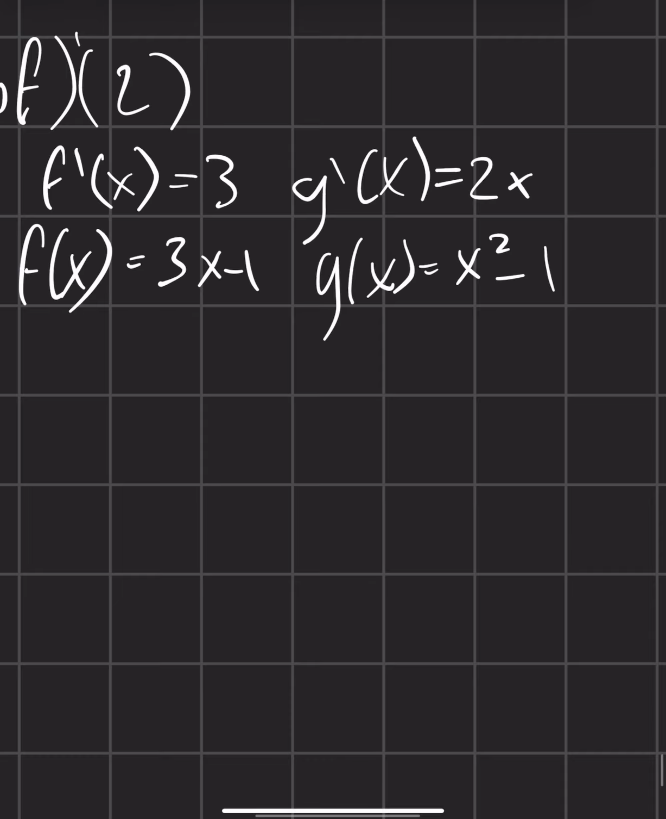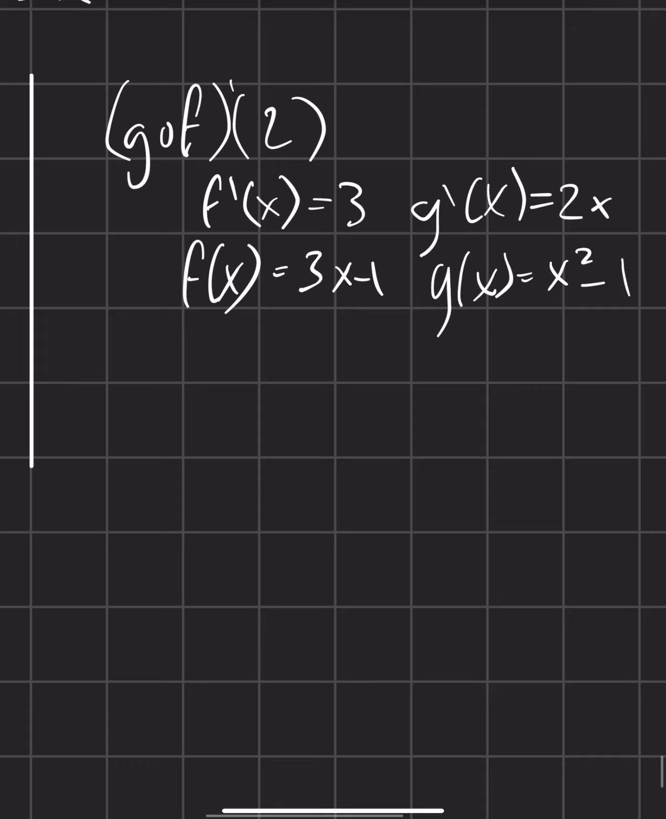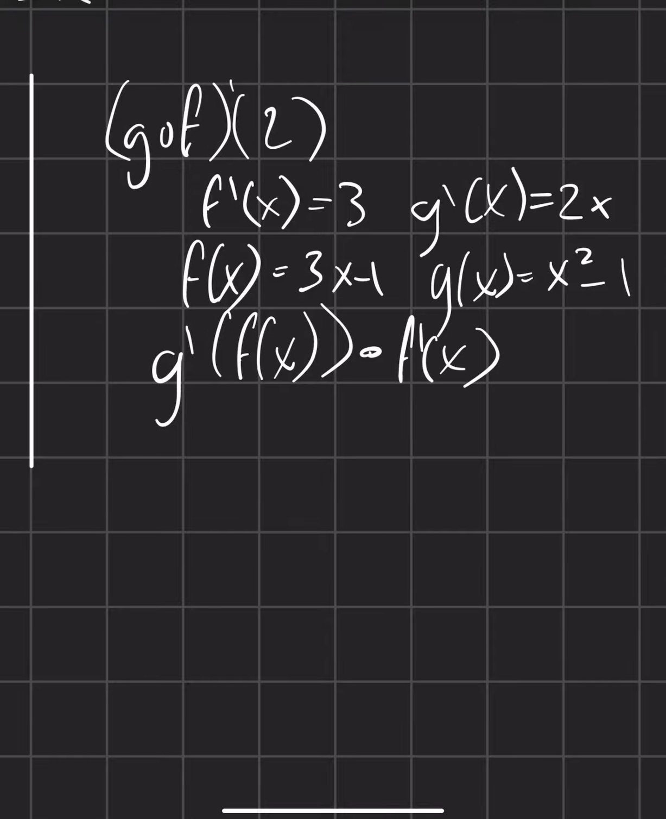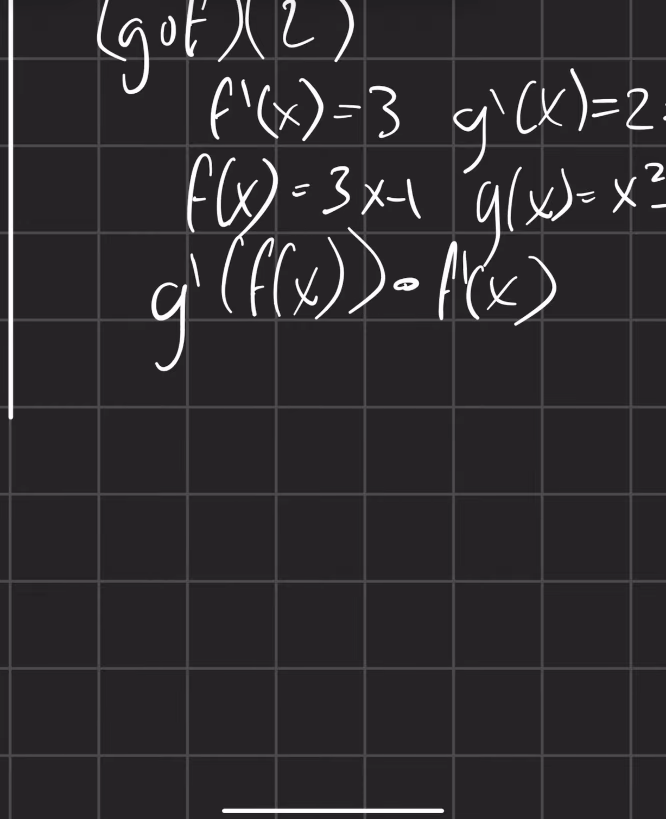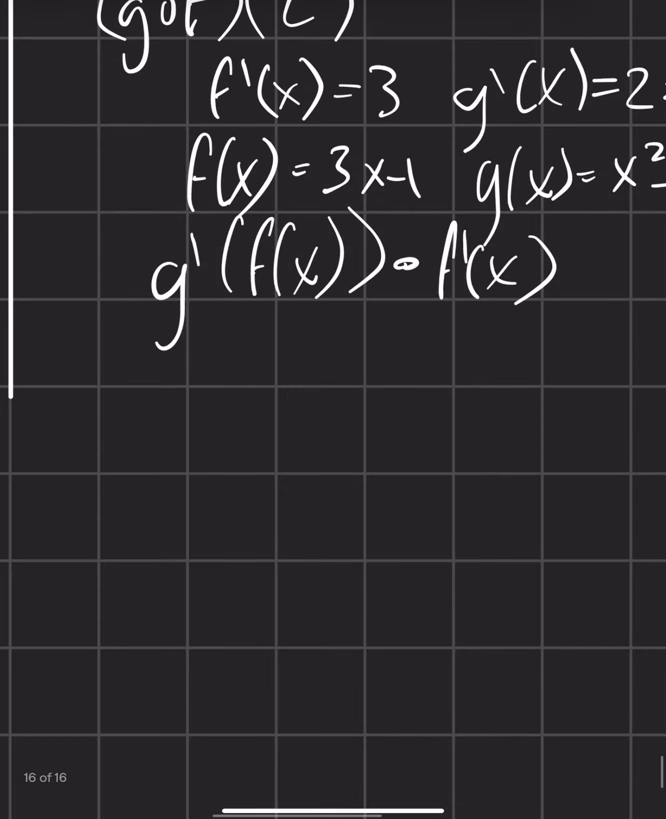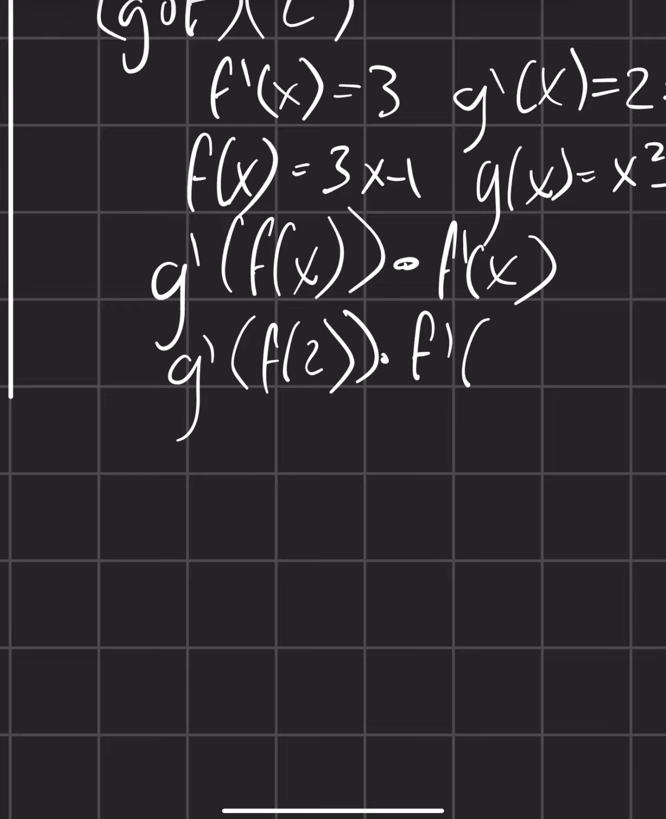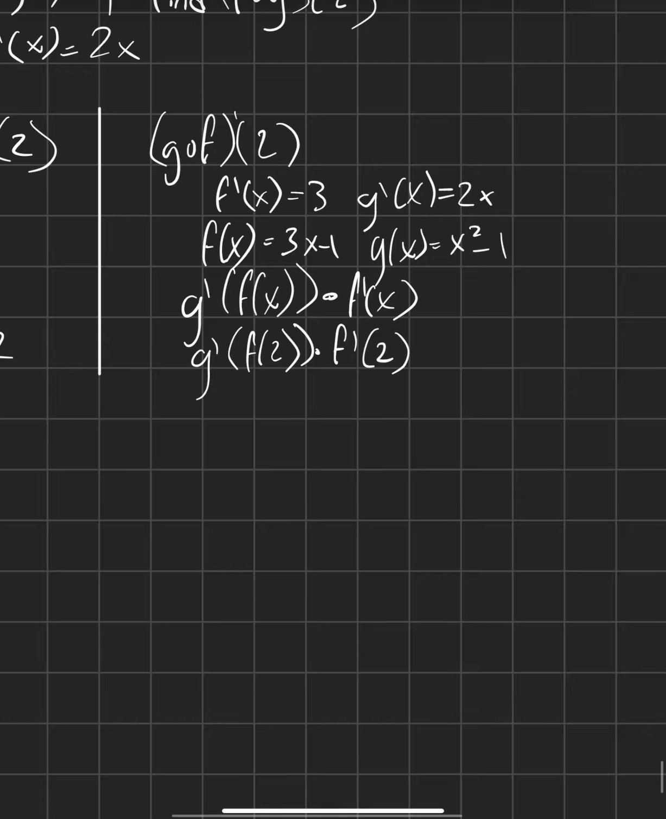So, same thing that we did before, except now what we're doing is this. First things first, we need to find f of 2. So f of 2, what we're doing here, times our f of 2.